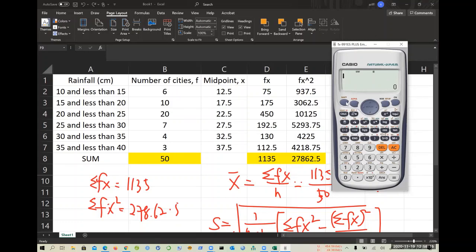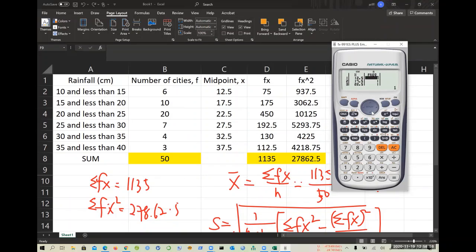So go back to shift number 1 and enter the data, number 2. You can enter the data as given. So midpoint is 12.5. So 12.5, equal, and then 17.5 equal, 22.5 equal, 27.5 equal, 32.5 equal, 37.5 equal. Okay, then move to the next one.